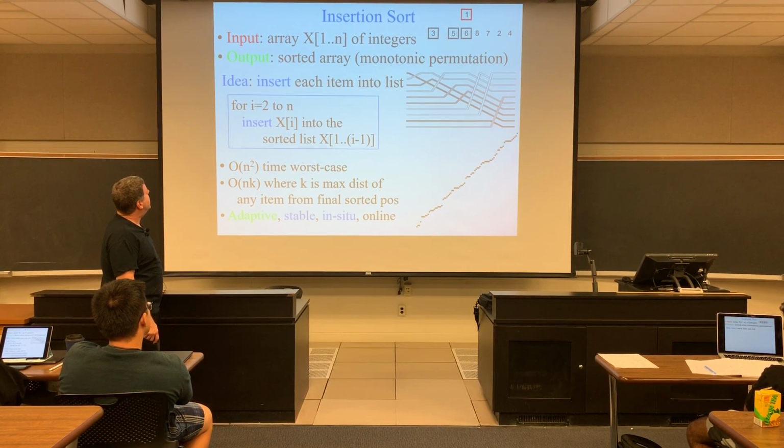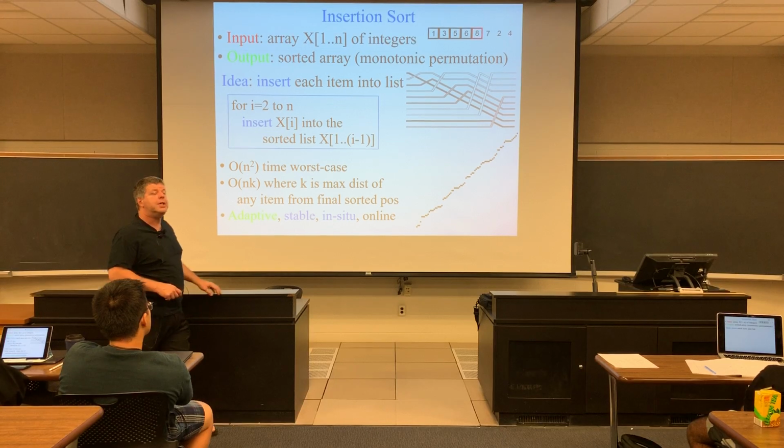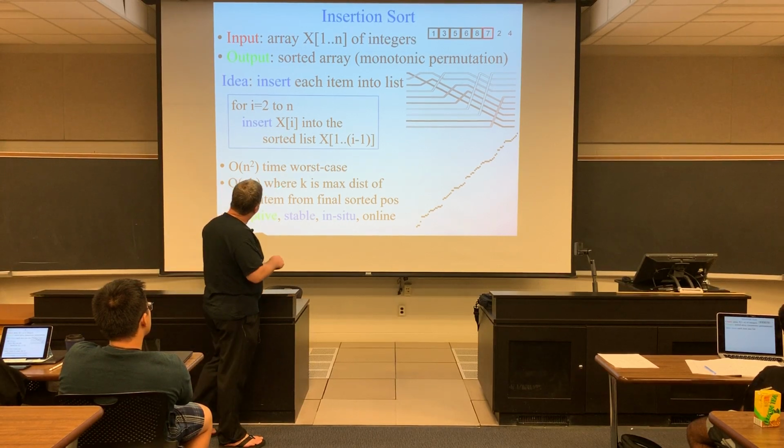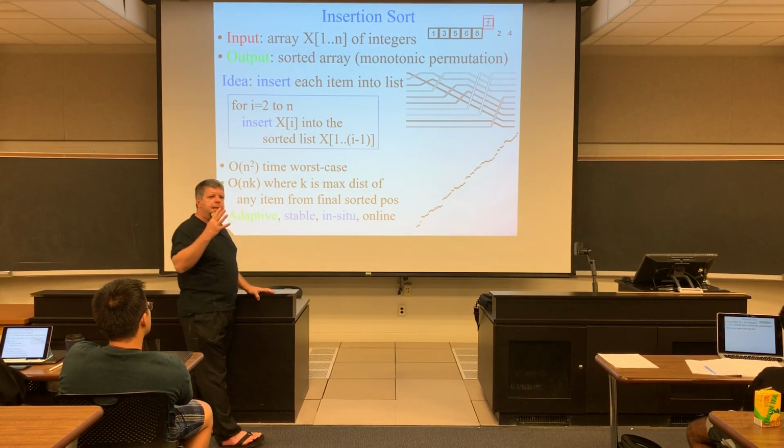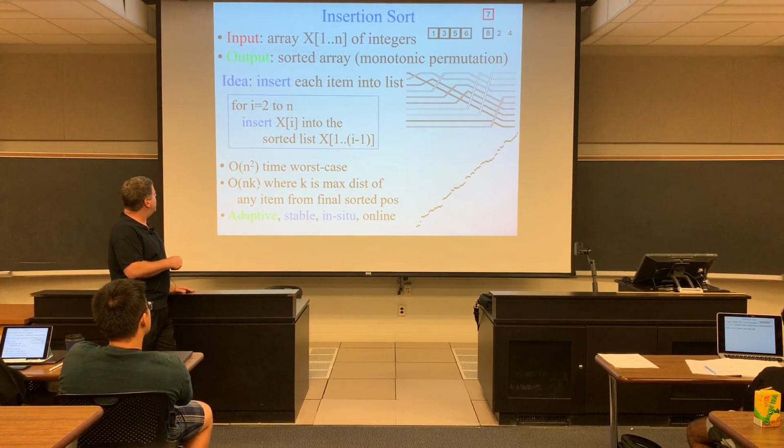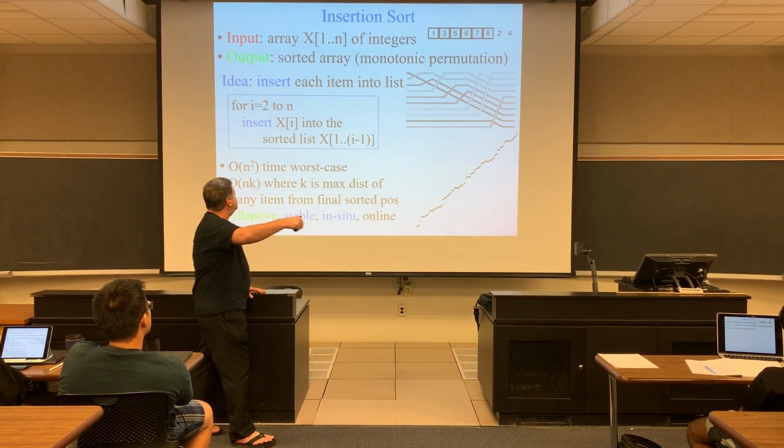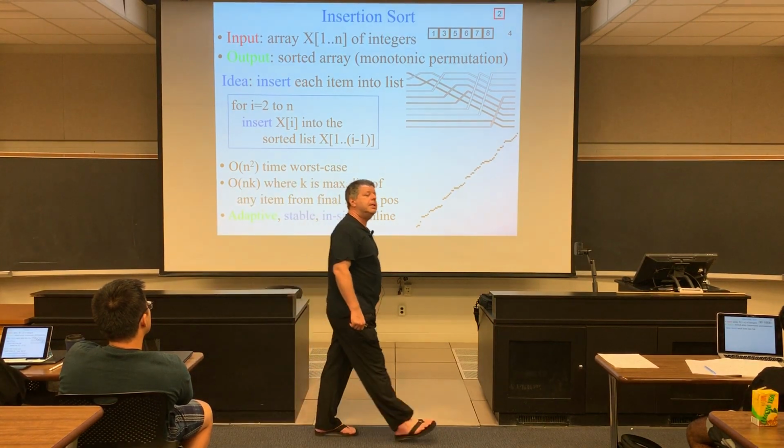Any questions about that? The time is a little more subtle than just quadratic. It's worst case quadratic, but in practice, if you do a more refined analysis, it's n times k, where k is the maximum distance of any item from where it should be in a final sorted list.